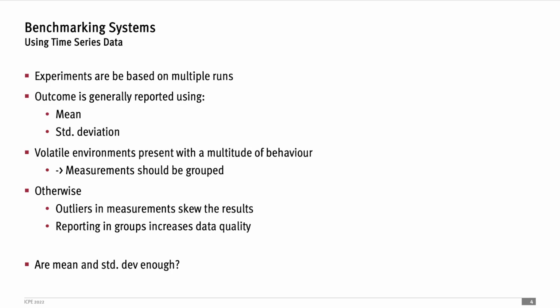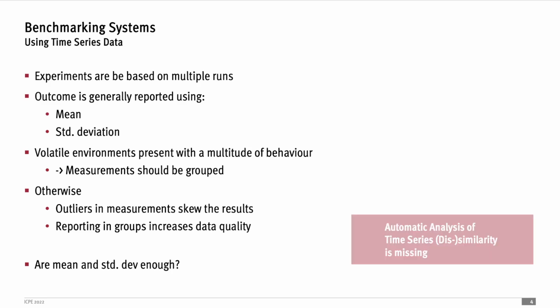And the question that we additionally pose here is basically, are the mean and standard deviation even enough for reporting such experiments? This is widely practiced and widely done, but as we've just shown, it might not be the ideal approach for that. Right, so what we would like to have is some kind of an automatic analysis of time series similarity and dissimilarity, which by all accounts is currently missing.